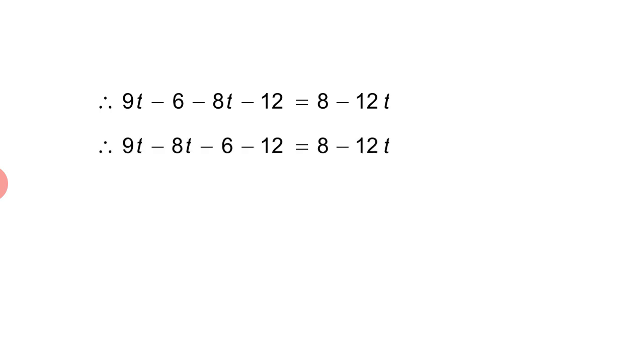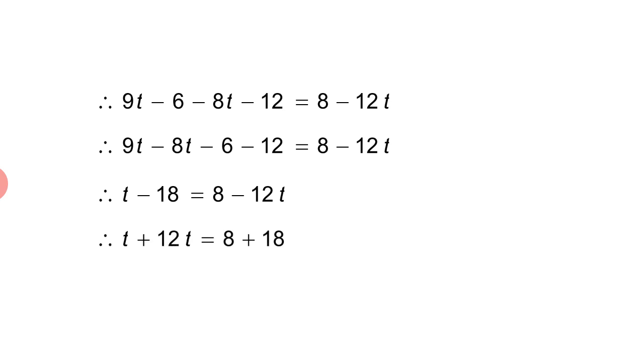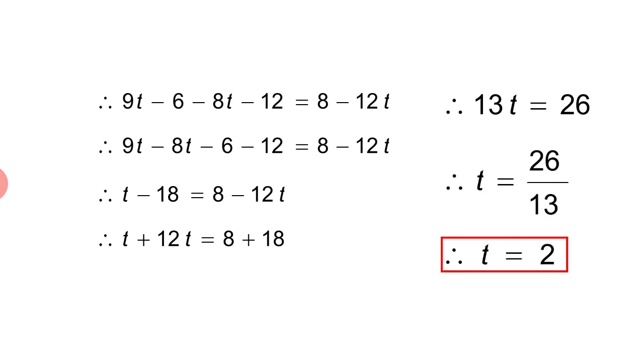Now collect the variables or simplify it further. So we have 9t minus 8t minus 6 minus 12 is equal to 8 minus 12t. So 9t minus 8t will be t, minus 6 minus 12 will be minus 18, is equal to 8 minus 12t. So that will be t plus 12t. 18 is shifted to RHS and 12t is shifted to LHS. So it will be t plus 12t is equal to 8 plus 18. Therefore 13t is equal to 26. So t is equal to 26 by 13, that is t is equal to 2.